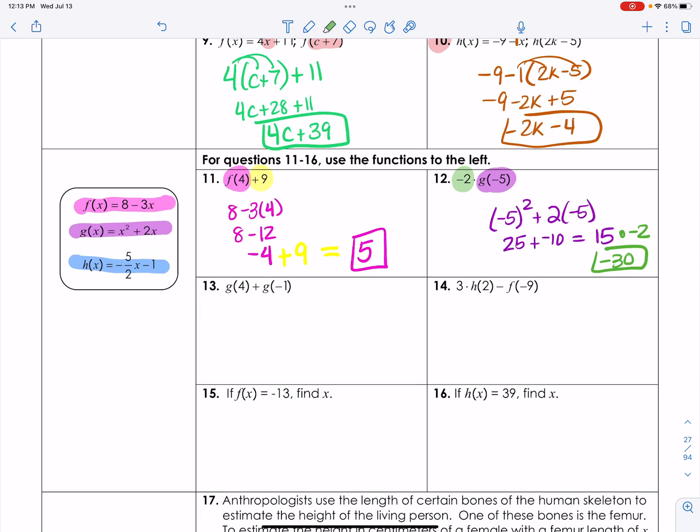Okay, so I would like you to pause the video and do 13 and 14. Okay, please do not try 15. That's a little bit different. So just try 13 and 14.